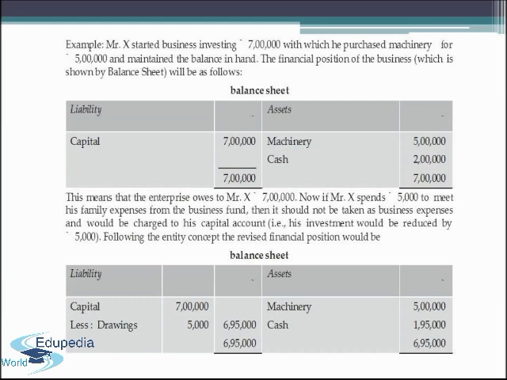So this is how the entity concept works. The identity of the owner is different from the identity of the business, and the main purpose of differentiating both the identities is to separate the personal transactions from the business transactions.